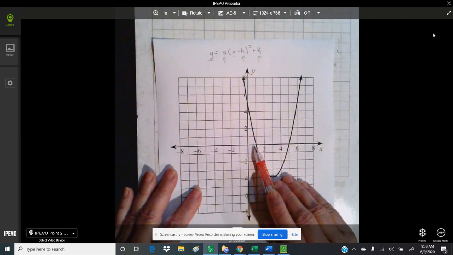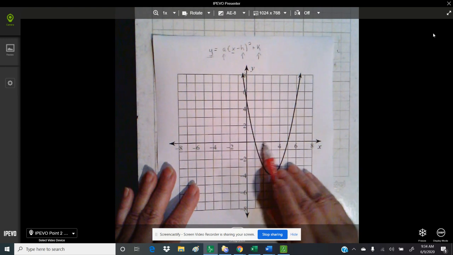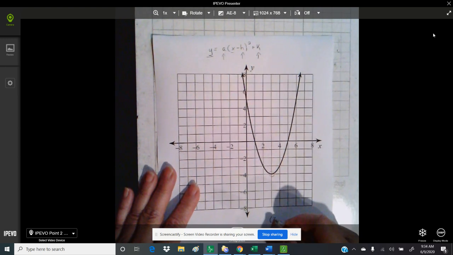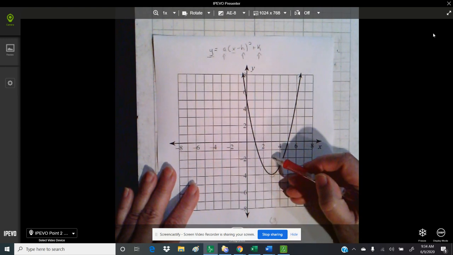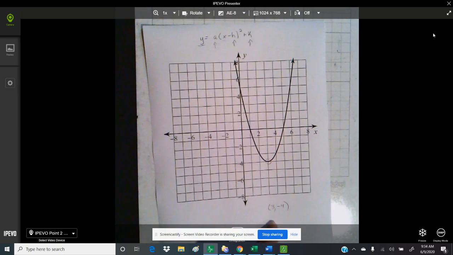I just look at my graph. I've got the vertex right here. So that coordinate would be 1, 2, 3, so positive 3, and down 1, 2, 3, 4. So I know the vertex is (3, negative 4).